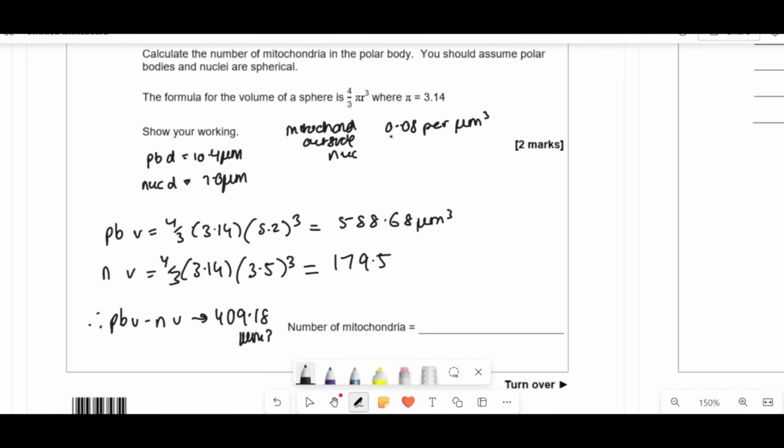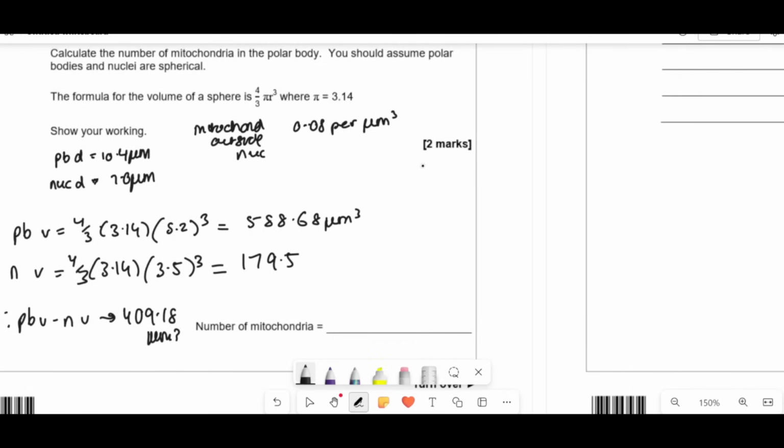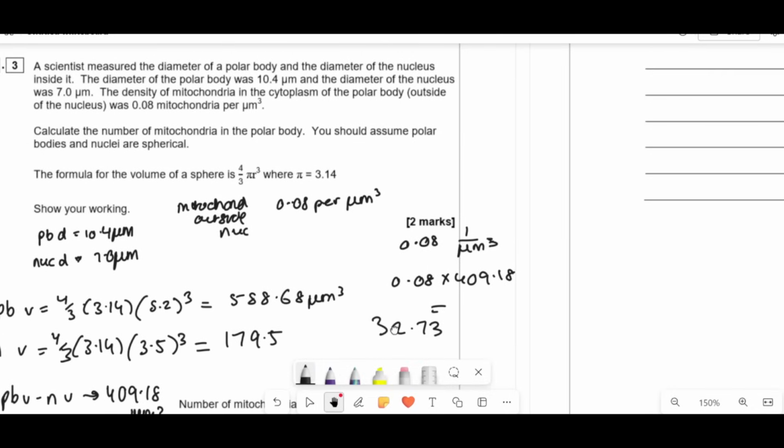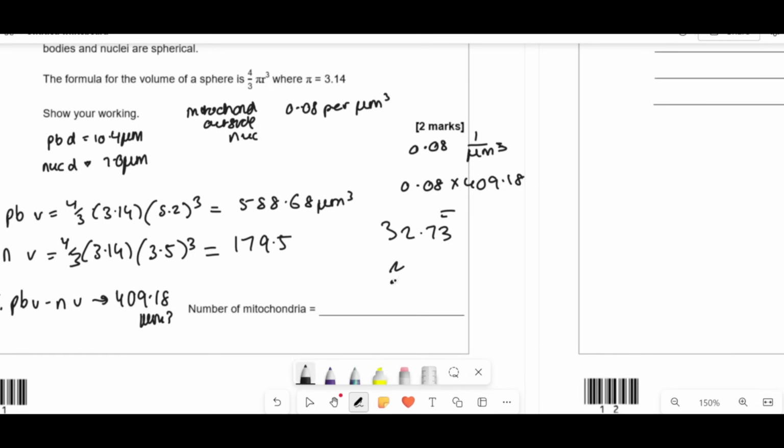Now the question's saying how many of these can you squeeze in? So for every micrometer cubed, you can squeeze 0.08 of them. It's saying that you can do 0.08, and per usually means over whatever, micrometers cubed. So every 1 micrometer cubed gives you this. So we have this many micrometers cubed. It's going to be 0.08 times 409.18. If we do that, we get 32.73, but we want the same number of significant figures they gave us in the question, which is 2. So it's 33.